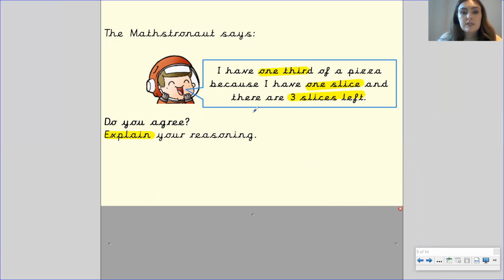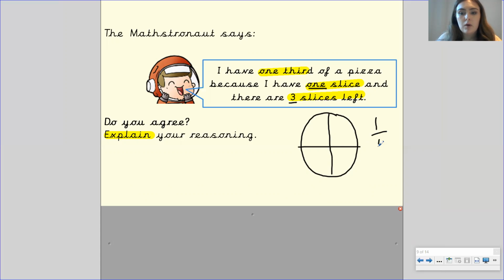So he's already said he's got 1/3 of the pizza. So let's draw his pizza here. And he said he's had one slice of it. So he's got one slice of it. However, there are 3 slices left. Now we know that 1 add 3 is 4, which means that actually his pizza has been split into quarters and he has eaten 1/4 of it.